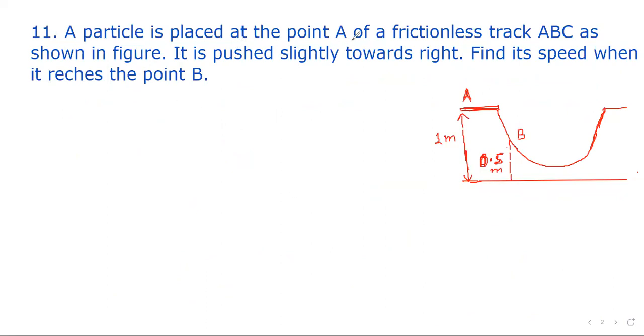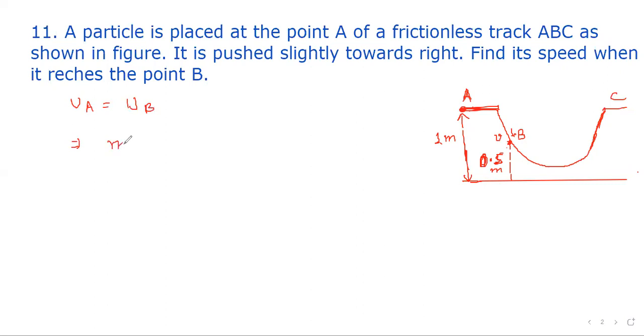A particle is placed at the point A of a frictionless track ABC, as shown in the figure. It is pushed slightly towards right. Find its speed when it reaches the point B. Here, point B is at height 0.5 meter, whereas point A is at height 1 meter. But at point A, particle has no velocity, so it only has potential energy. And at point B, particle has velocity also. So suppose velocity is v at this point, and it is at height 0.5 meters. So both energies will be there. According to the energy conservation principle, energy at A must be equal to energy at B.